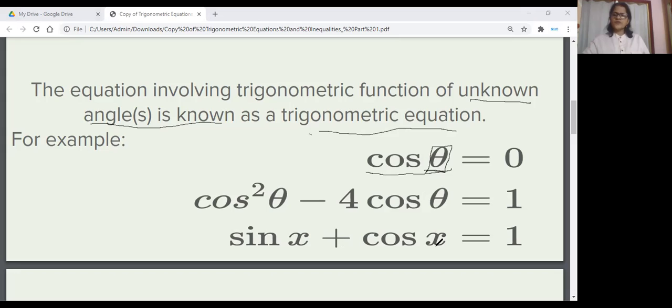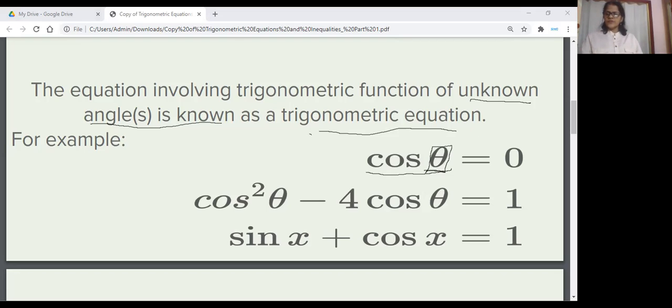Similarly, sin x plus cos x equal to 1, right? So finally, an equation involving trigonometric functions of unknown angles is known as a trigonometric equation, and these are some of the examples. From these examples, you can see that it involves an unknown angle. Whenever it involves an unknown angle, we have to find that unknown angle. Finding that unknown angle means we have to solve the equation. So it means the solution of a trigonometric equation, just like any other equation.